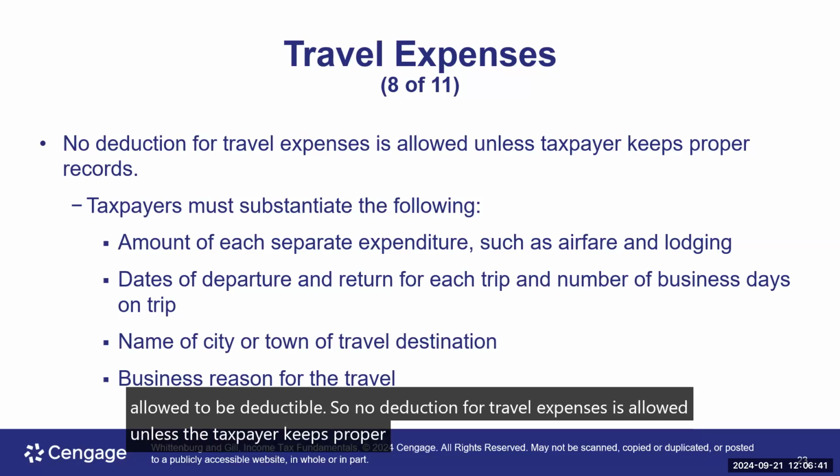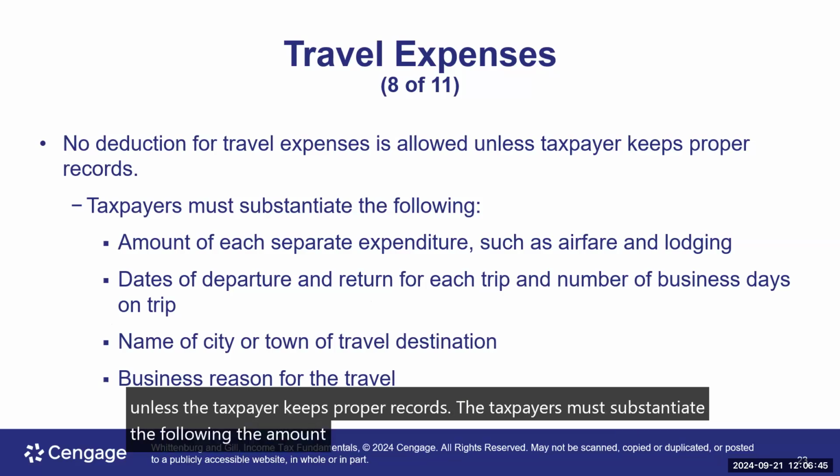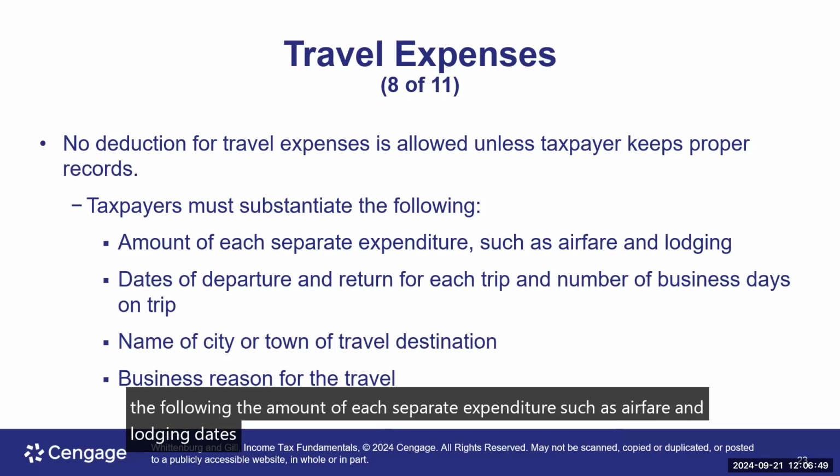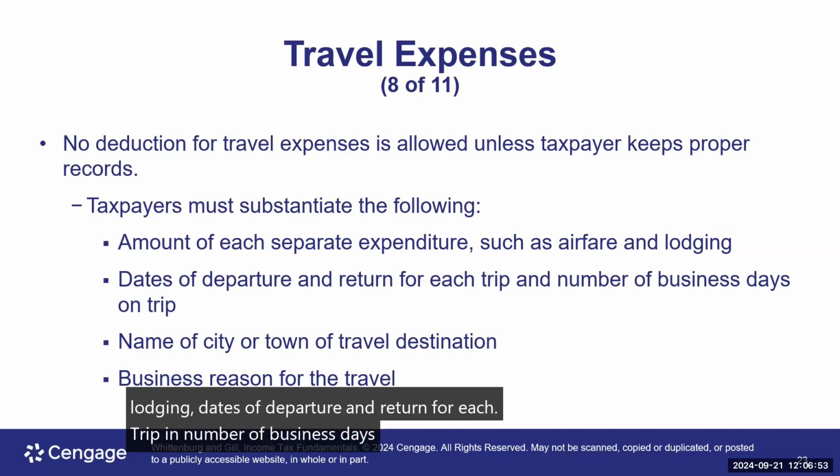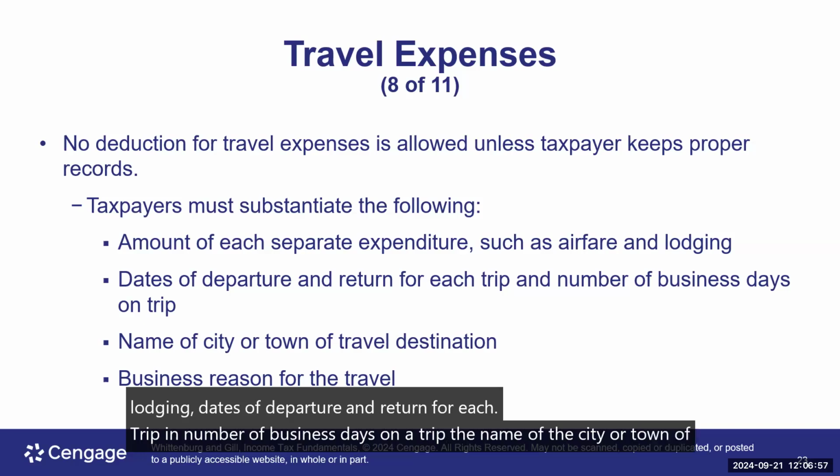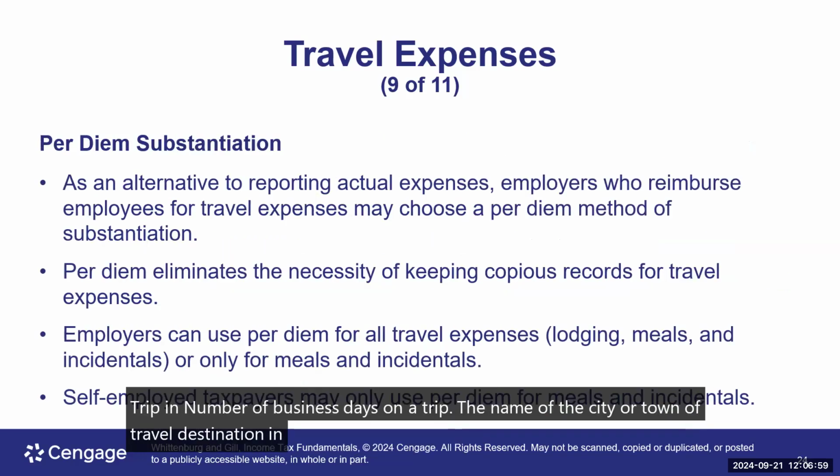The taxpayers must substantiate the following: the amount of each separate expenditure, such as airfare and lodging, dates of departure and return for each trip and number of business days on the trip, the name of the city or town of travel destination, and the business reason for the travel.